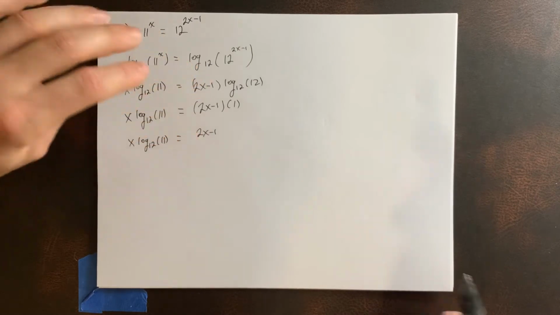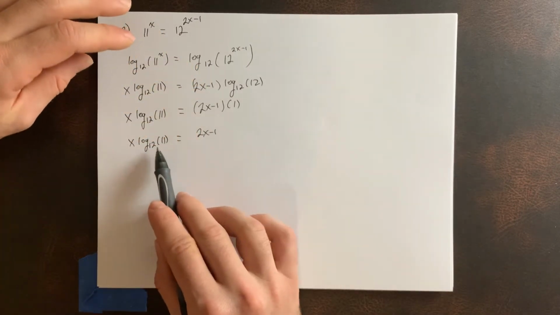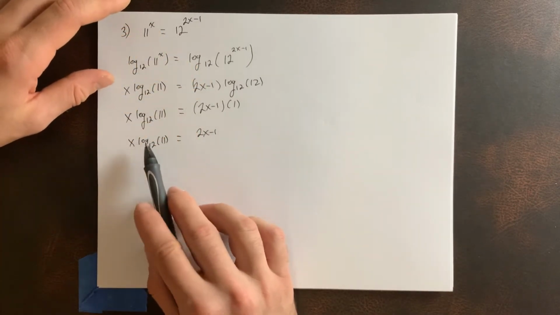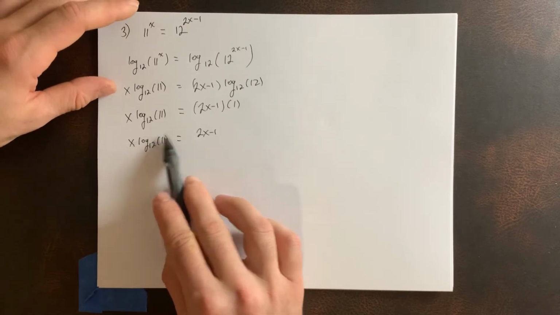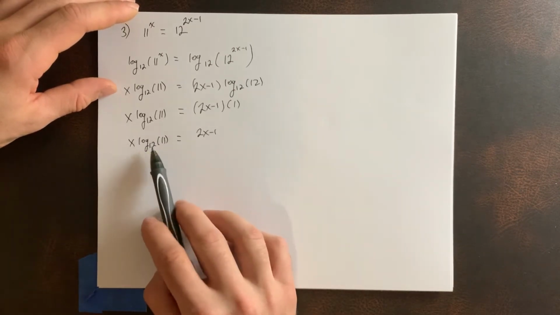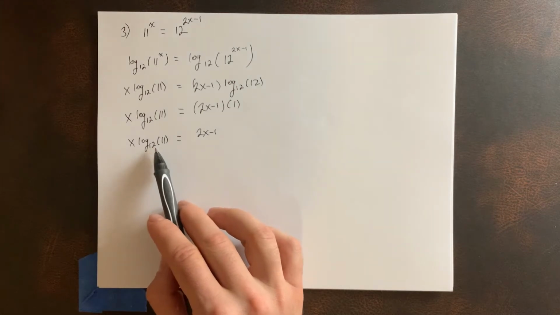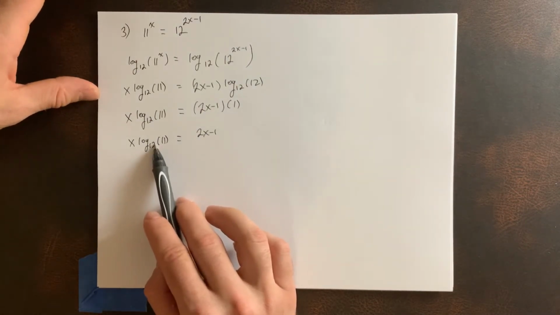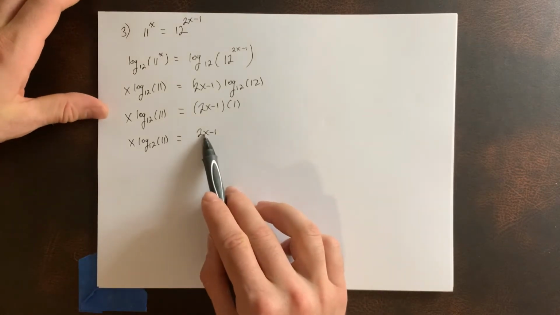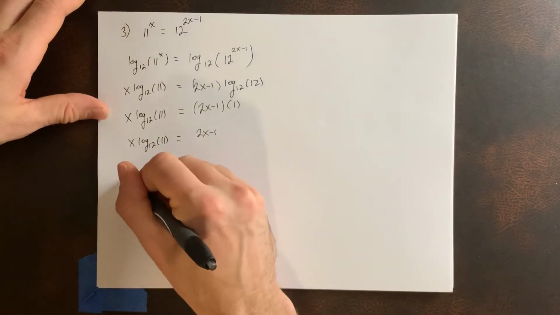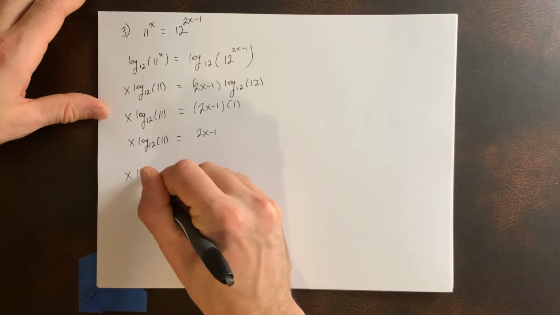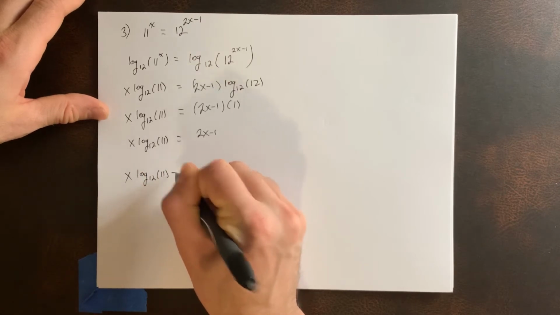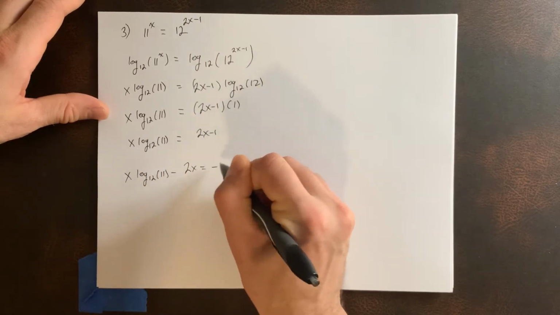So now we want to solve for x. This log base 12 of 11, there's really nothing special about that. That's just a number. It's the same as saying, instead of x times this, x times 2 or something. So we treat this as a number. We want to get the x on the same side, so let's start by subtracting this 2x over. So we have x log base 12 of 11 minus 2x is equal to minus 1.